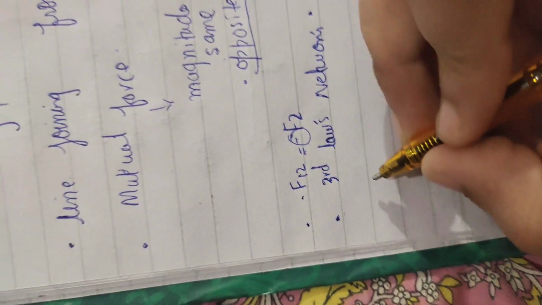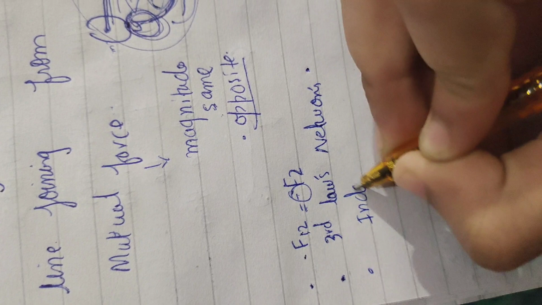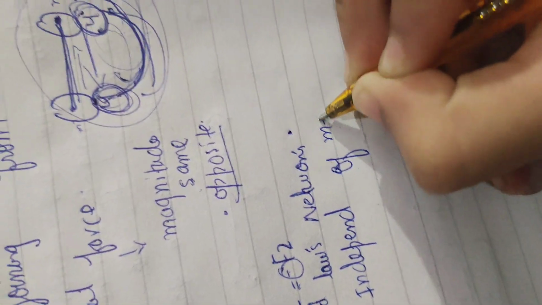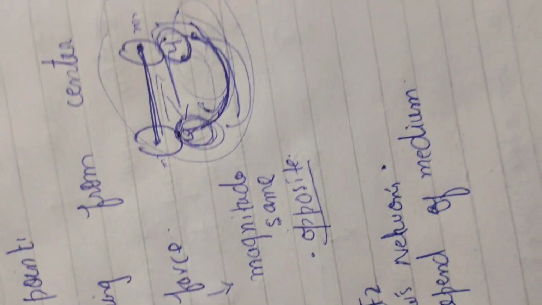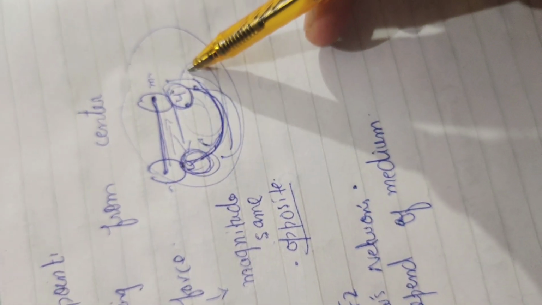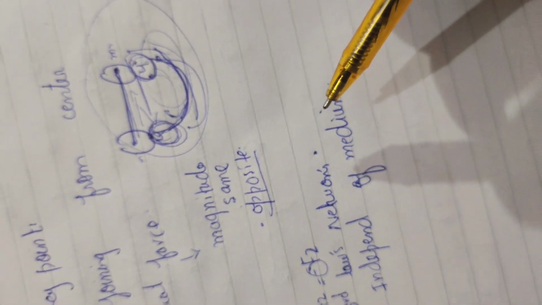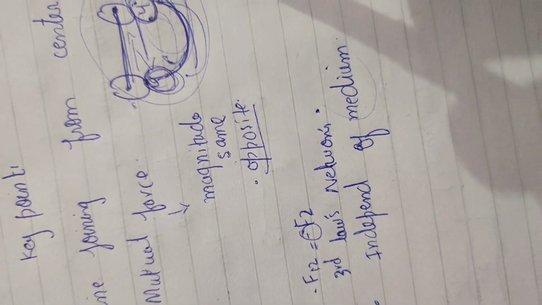We know that. Now we have another point, that this force is independent of medium. This force is independent of the medium, meaning this force will be applying everywhere, in the air, in the vacuum, in water, everywhere. Independent means it does not require a medium. Wherever two masses appear, this force will occur.